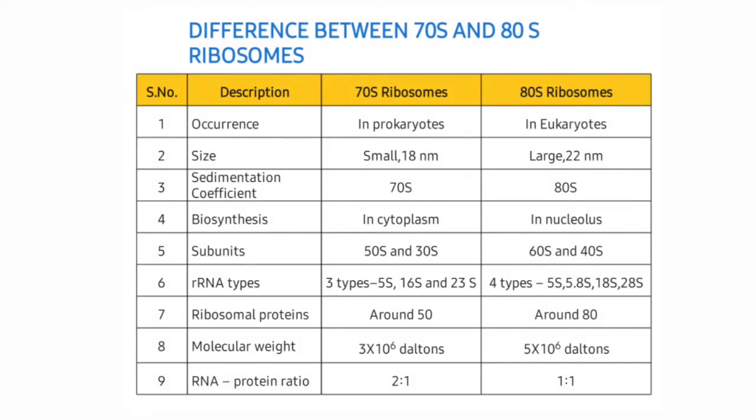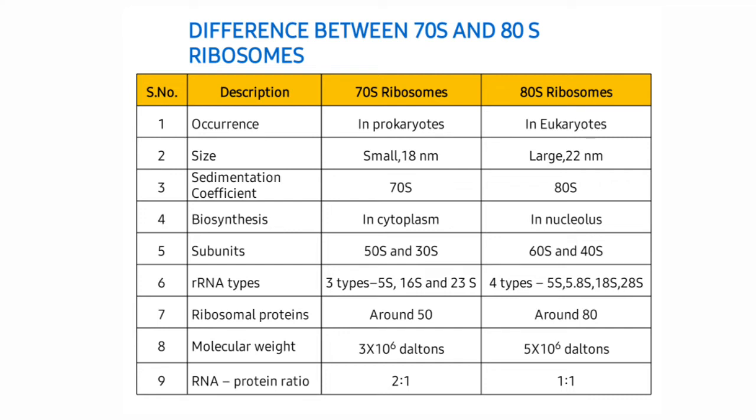Coming to the difference between 70S and 80S ribosomes, 70S ribosomes mainly occur in prokaryotes, whereas 80S ribosomes occur mainly in eukaryotes. The size: the 70S ribosome is very small, around 18 nanometers, whereas the 80S ribosome is larger, around 22 nanometers. The sedimentation coefficient is 70S for 70S ribosomes and 80S for 80S ribosomes.